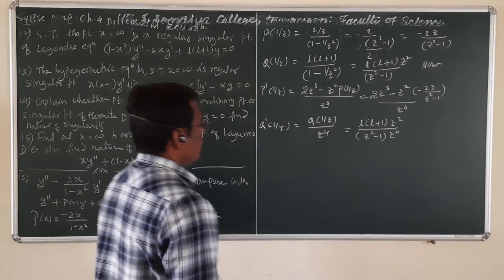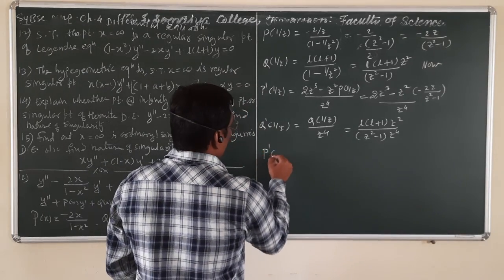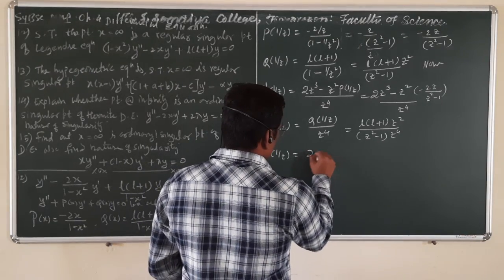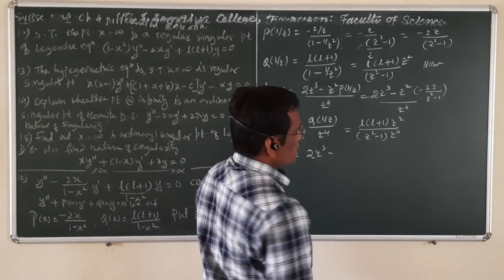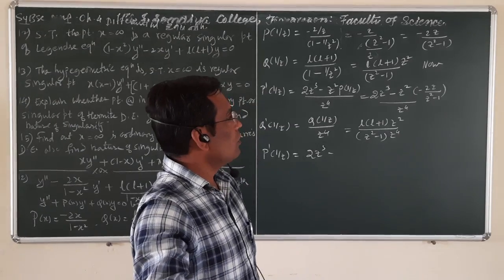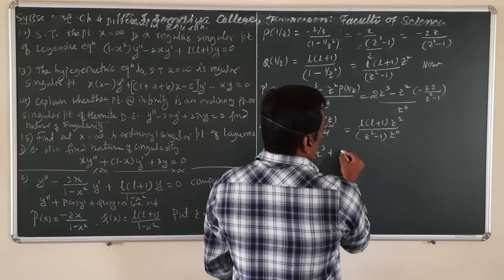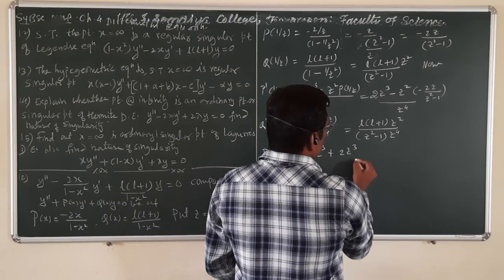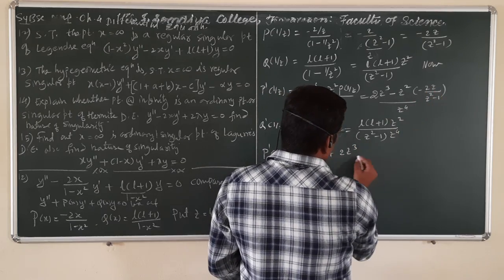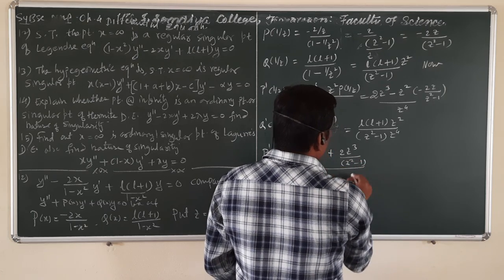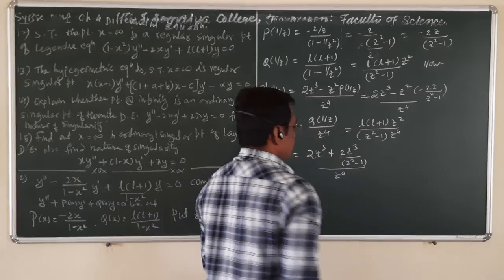Okay, now p dash of 1 upon z is equal to 2z cubed minus 2z cubed. This minus minus we will get plus, and 2z cubed, okay, divided by (z squared minus 1) upon z raised to 4.